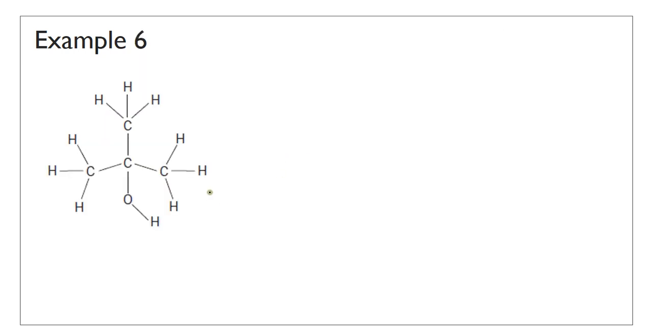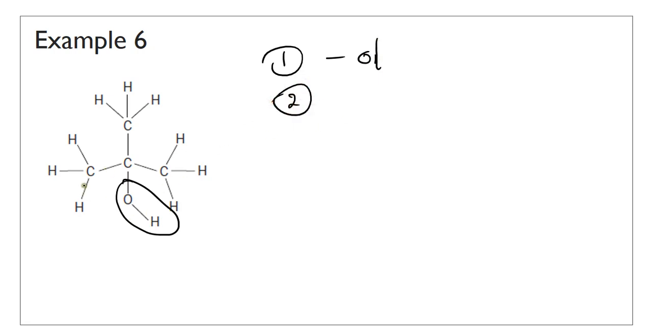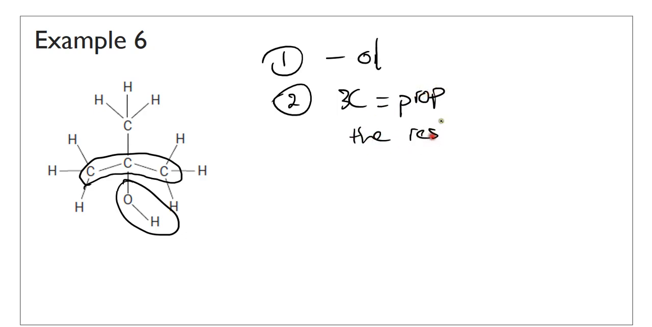All right, let's do this one. This one has a branch. So OL, hydroxyl group. Longest carbon chain: the longest carbon chain that you include has to contain your functional group. In this case, it's 3. So 3C, which is prop. The rest is alkane, so AN. And then there's a branch this time.